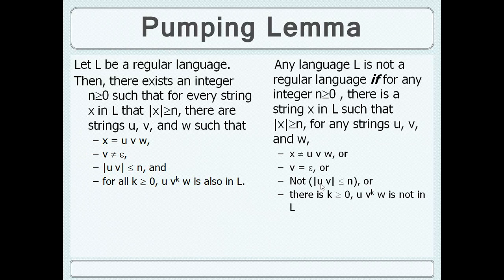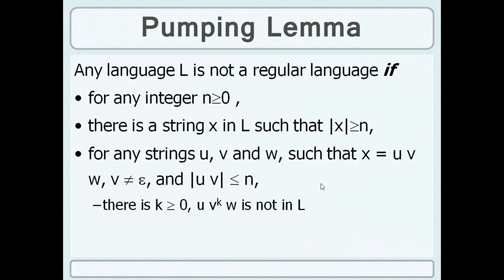So any language L is not a regular language if for any integer n greater than or equal to 0 there is a string x in L such that the length of x is greater than or equal to n, for any strings u, v and w such that x is equal to uvw, v is not equal to epsilon and the length of uv is less than or equal to n, there exists k which is non-negative so that uv^kw is not in L. You have to show it.